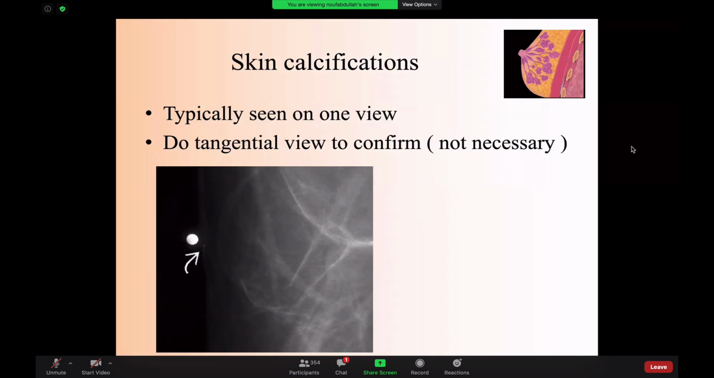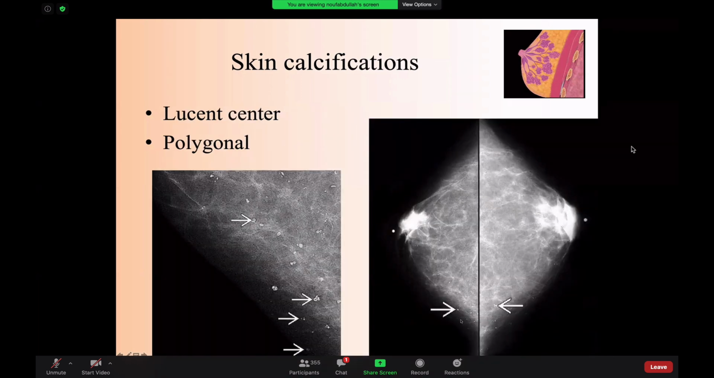Looking at this skin calcification, you will see it in the skin. If you are asked in the OSCE or in the MCQs how to evaluate or confirm skin calcification, it is usually by doing what we call a tangential view. This is something you need to memorize. For skin calcification, I would do a tangential view for confirmation that I'm dealing with skin. Another example of skin: you will see it at the periphery of the breast. Sometimes it has a lucent center and sometimes it has a polygonal appearance.